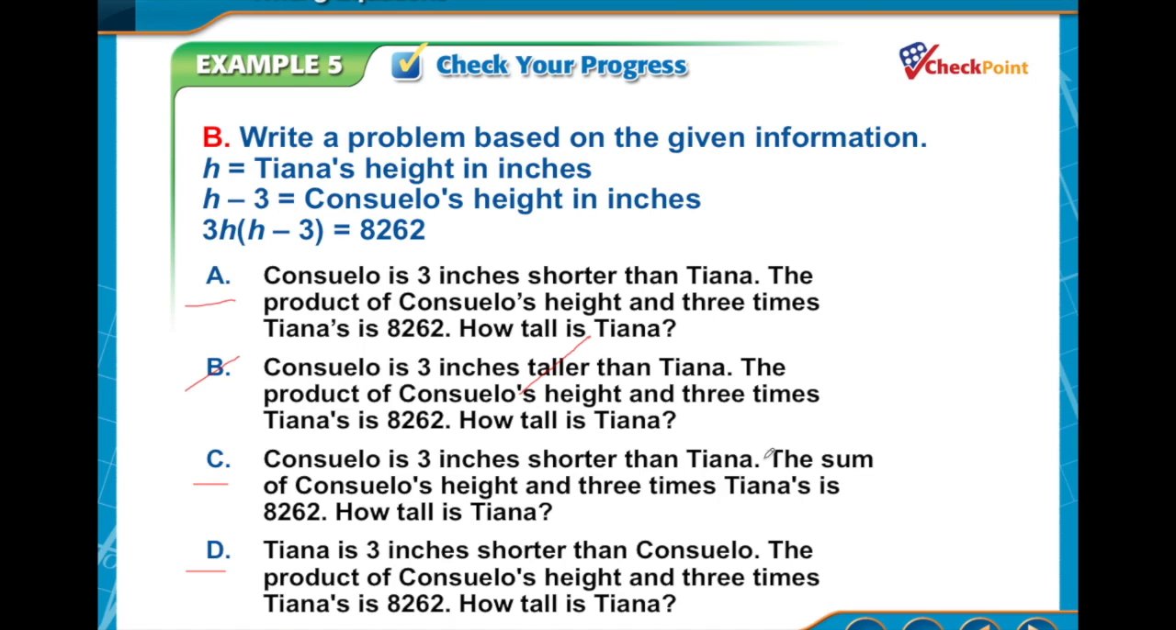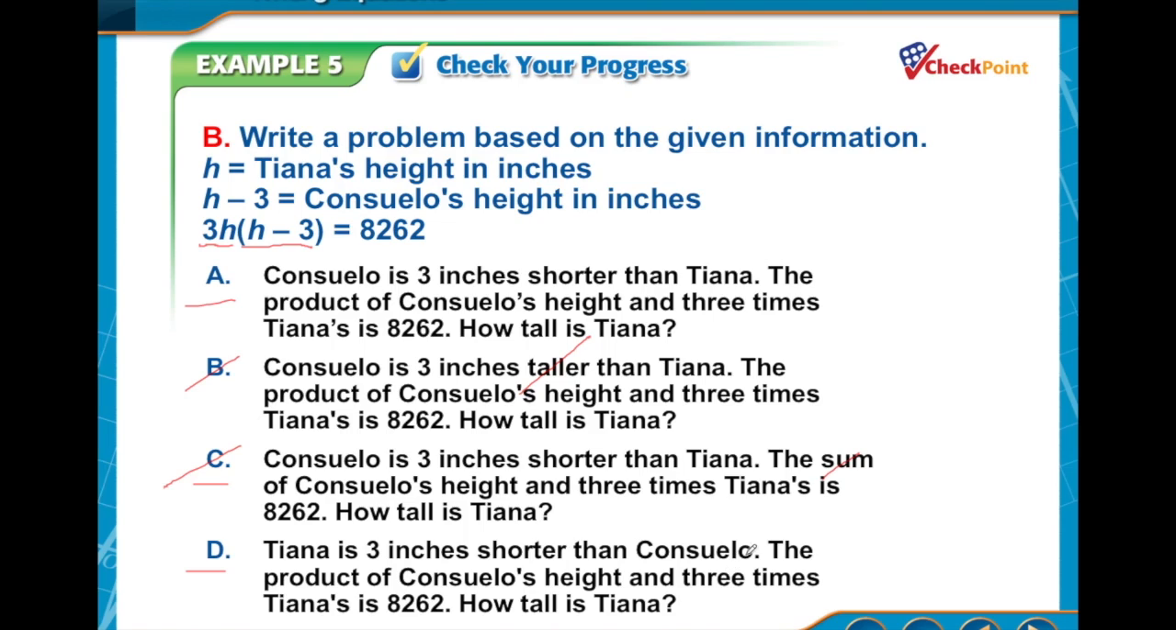If I look at C, it says the sum of Consuelo's height and 3 times Tiana's is this number. Consuelo's is h minus 3. The sum of that and 3 times Tiana's, or 3h, is that number? Well, they said the sum of, and these things are being multiplied. This is 3 times Tiana. This is Consuelo. They're being multiplied, not added. So this one's wrong. It's not the sum.